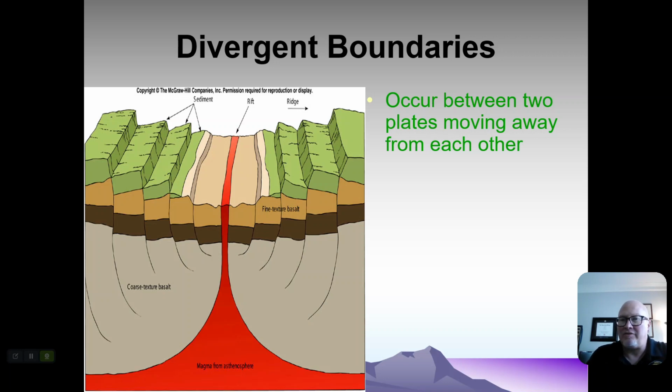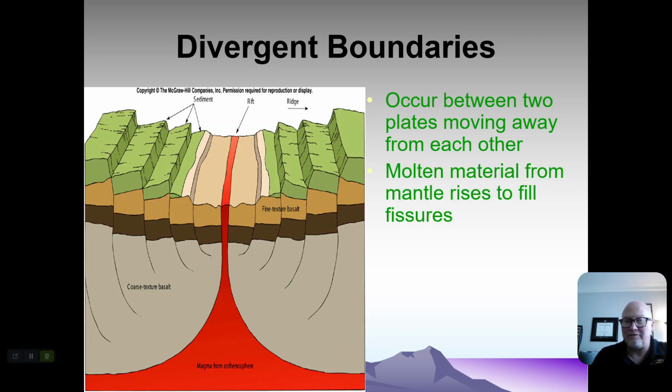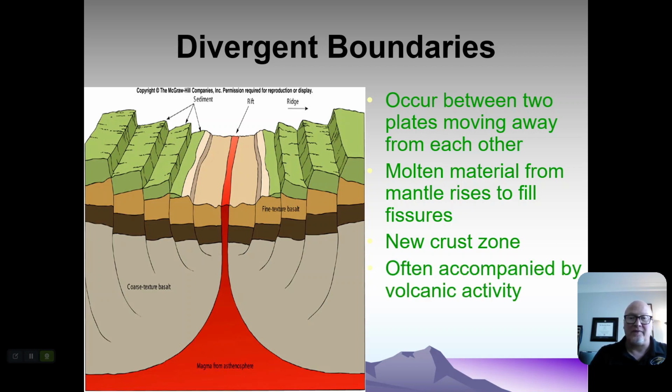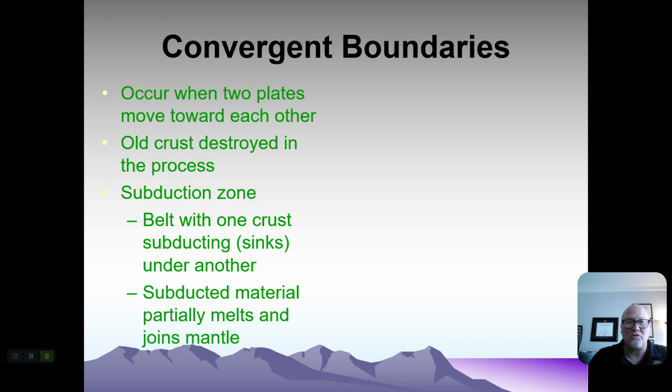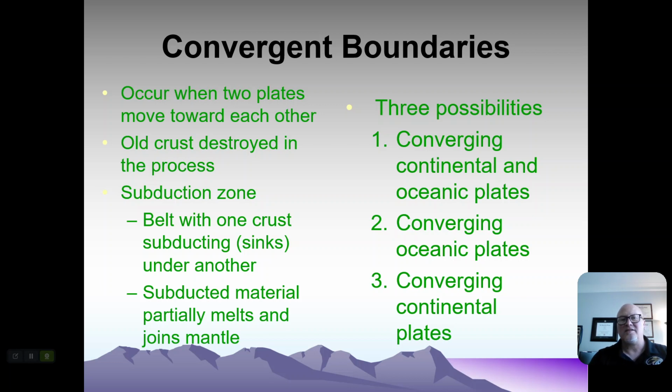So divergent boundaries occur between two plates that are moving away from each other. Molten material from the mantle rises and fills the fissure and solidifies and continues to push things away. This creates new crust, and typically it's accompanied by volcanic activity, and the Mid-Atlantic Ridge is an example. Convergent boundaries are just the opposite. When two plates move towards each other, old crust is destroyed in the process. This is called a subduction zone.